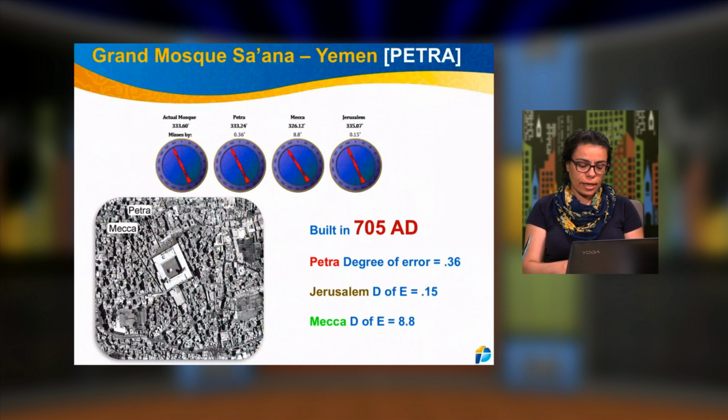When you look at the directions, you see it is facing Petra again. It's only just less than half a degree, 0.36, and it is missing Mecca by 8 degrees. That's a lot of degrees. Coming down from Yemen, you can see why it is also very close. In fact, it's even closer to Jerusalem. But from way down in Yemen, you can understand why that is the case.